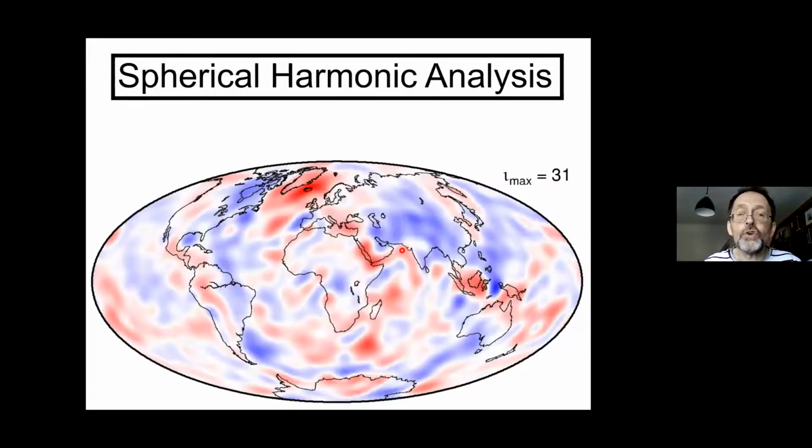Now, you can weave a spherical harmonic representation of this map, which is what we did out to spherical harmonic degree 31. And the key point is spatially, this is a busy map.